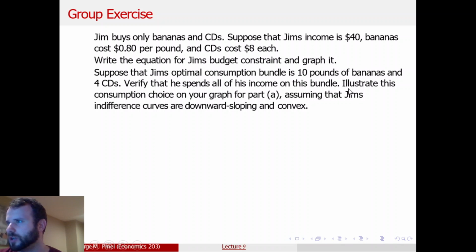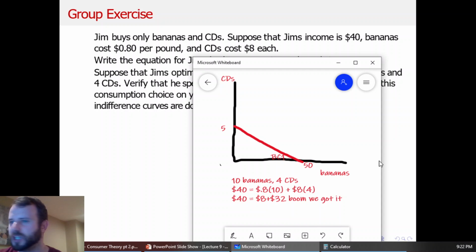What else do we need? Illustrate this consumption choice on your graph for part A, assuming that Jim's indifference curves are downward sloping and convex. So they should be convex, skateboard ramp shaped, okay, and downward sloping, it's not going to be an upside down skateboard, okay. Downward sloping in that, well, I guess both of them are downward sloping, but this should have a negative. It should have a trade-off between bananas and CDs, so it should look like this.